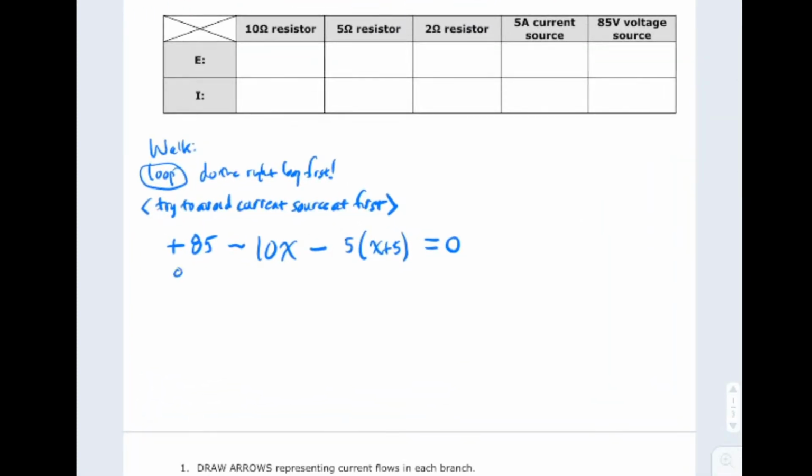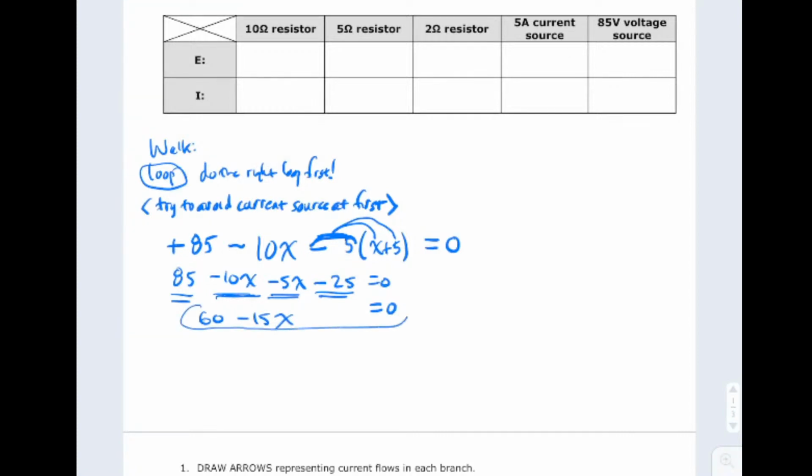Distribute first, so that's an 85 minus a 10x. Remember how distributing works. You have to take this minus with you. Minus 5x. And then a minus 5 times a 5 makes a minus 25. That equals 0. So this is all on the same side. It's all on the left side, so I can put like terms together. If I use my numbers first, I got an 85, take away 25 is a 60. And if I do my x terms next, I got a minus 10x minus 5x more is a minus 15x. So 60 minus 15x equals 0.